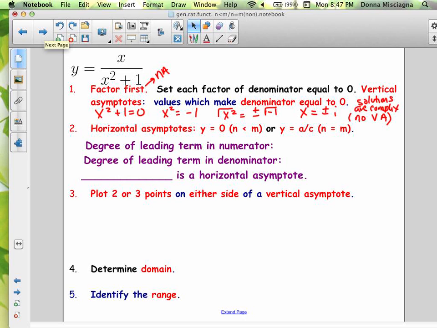To find the horizontal asymptote, you look at the degree of the numerator and the degree of the denominator. Right? So the degree of the numerator, we have an x. Right? So that would be degree 1.